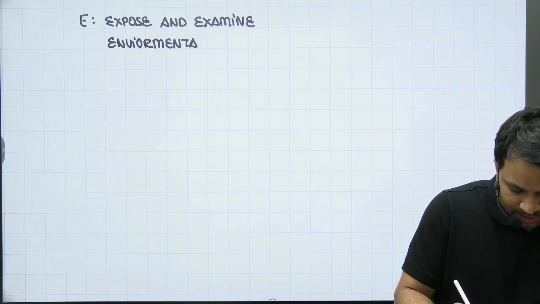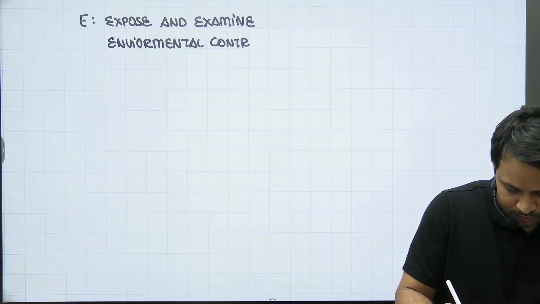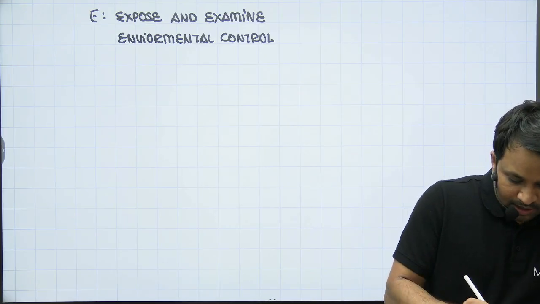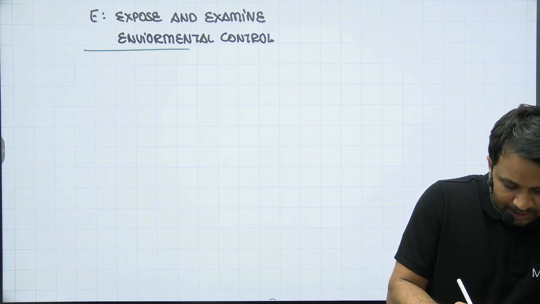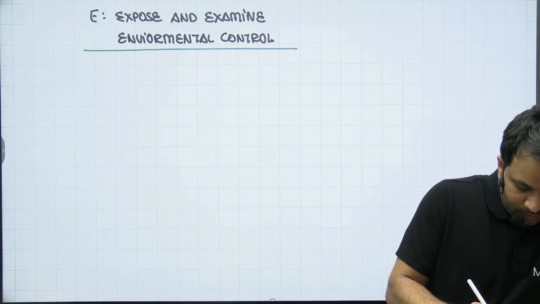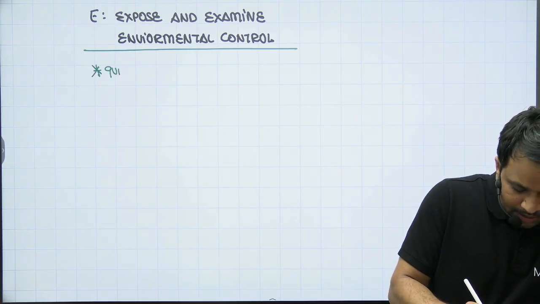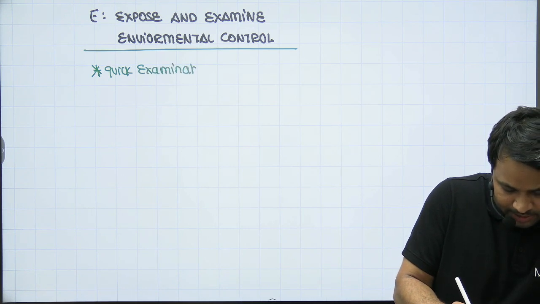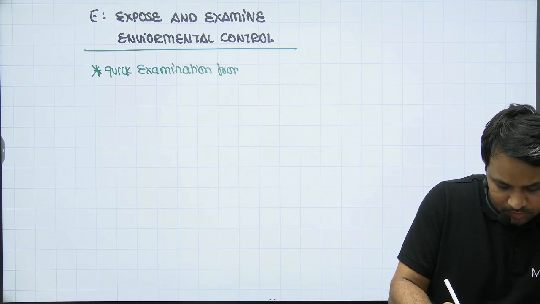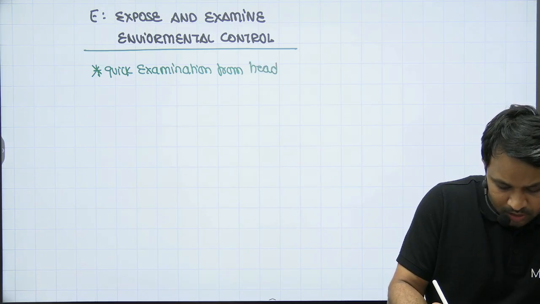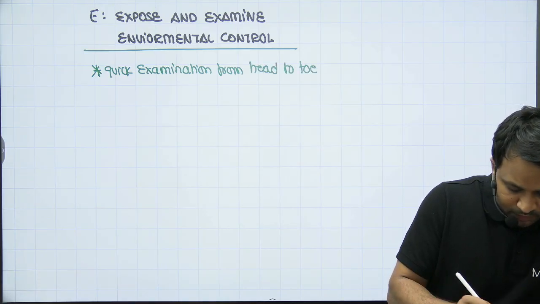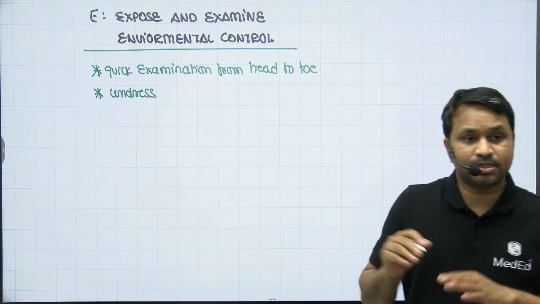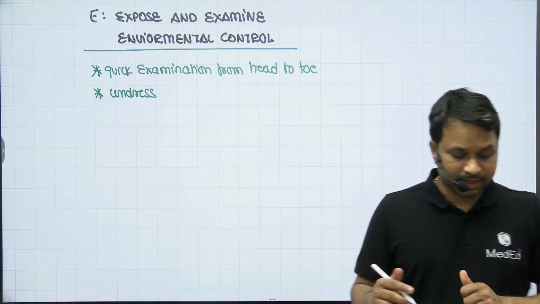Along with that of the environmental control. Now here, one of the most important things that you have to understand is that you have to examine from head to toe. There has to be a quick examination from head to toe. Now in order to do so, you have to undress the patient. There should be no articles. Remember, the patient has to be completely undressed to examine.